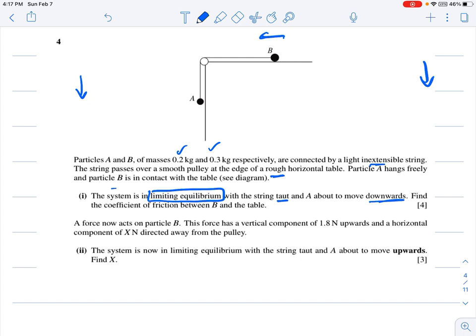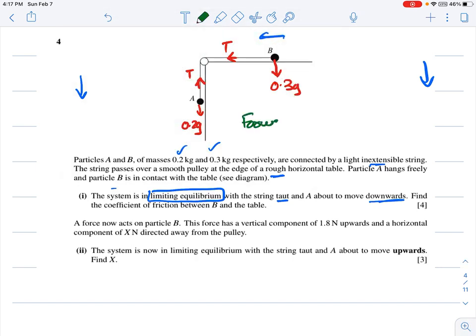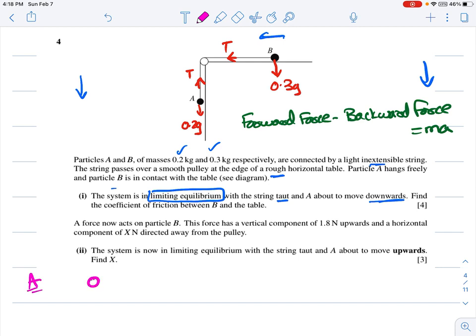As soon as you see the question, first of all we have to resolve the forces. I said every time resolve the forces. B is 0.3 kg, so 0.3 g. A is 0.2, so 0.2 g. Tension will be acting towards the pulley every time, so that is tension T, towards the pulley. Now A is moving down, right? If you remember in the previous question I told you to remember one formula. What was that formula? Every time, forward force minus backward force is equal to ma. That's a basic thing. For A, the forward force is 0.2 g, coming downwards, minus backward force T, is equal to 0.2 a.